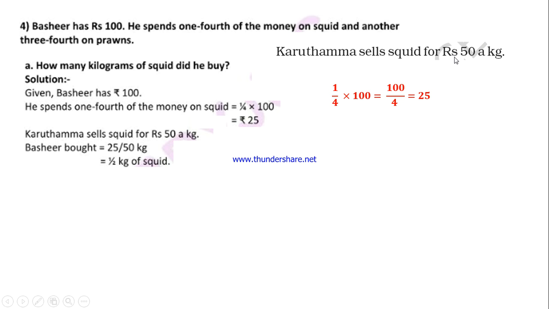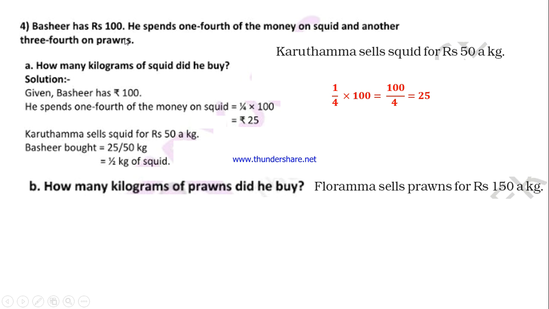Or otherwise mentally also you can calculate. He spent 25 rupees to buy squid fish, and 1 kilogram of squid is 50 rupees, so half a kilogram of squid fish is 25 rupees. So how many kilograms of squid fish did he buy? Half a kilogram of squid. Then the B question: how many kilograms of prawns did he buy?